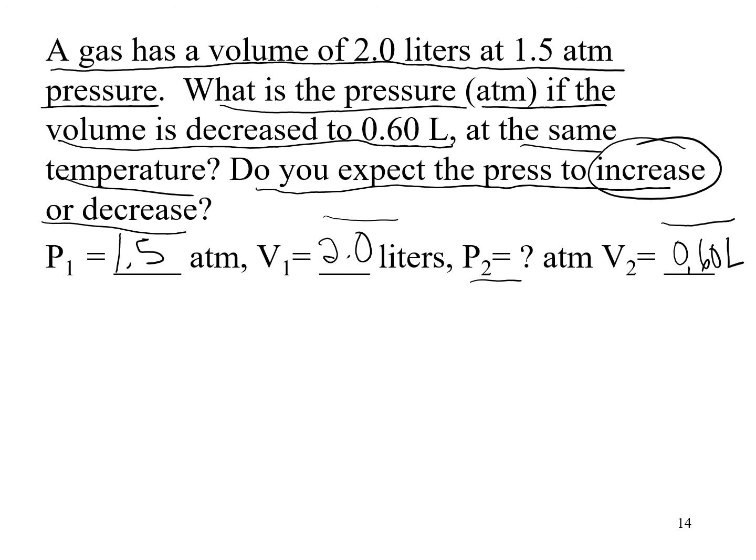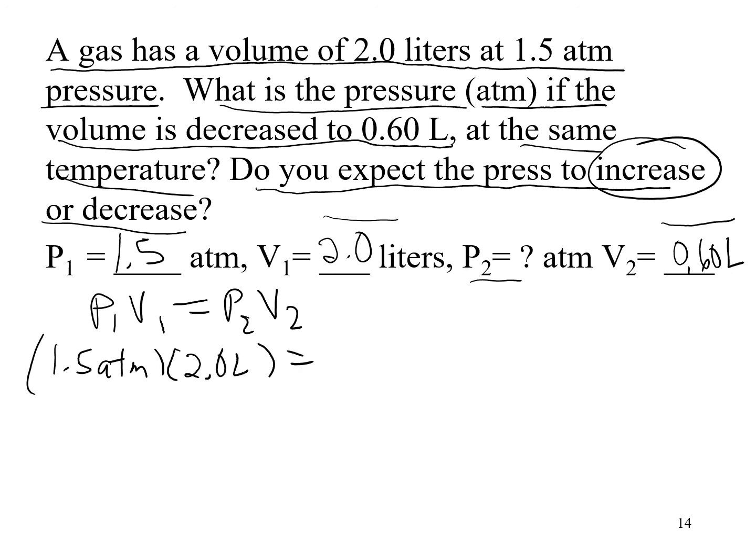So let's start by writing the formula for Boyle's Law. P1 V1 is equal to P2 V2. Then plug in our values. P1 is 1.5 atms. V1 is 2.0 liters. And this is equal to P2, our unknown, multiplied by 0.60 liters for V2. To solve for P2, we need to divide both sides by 0.60 liters.